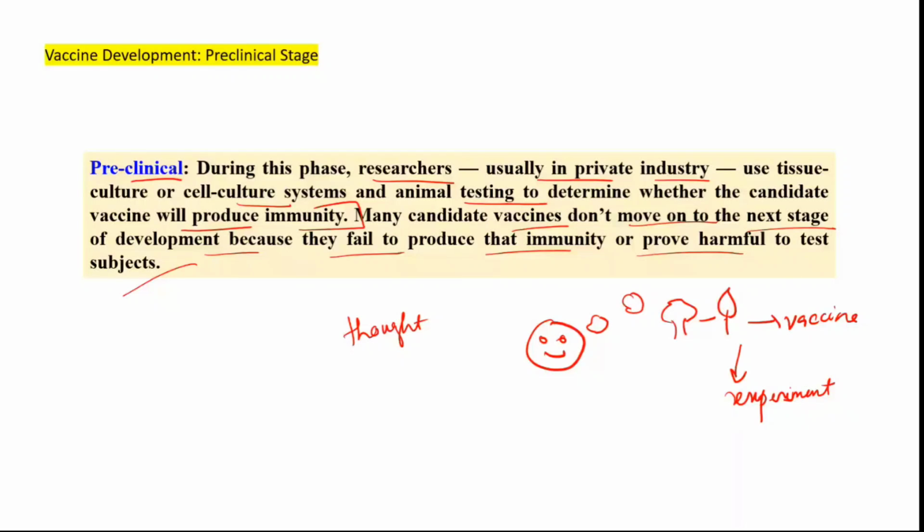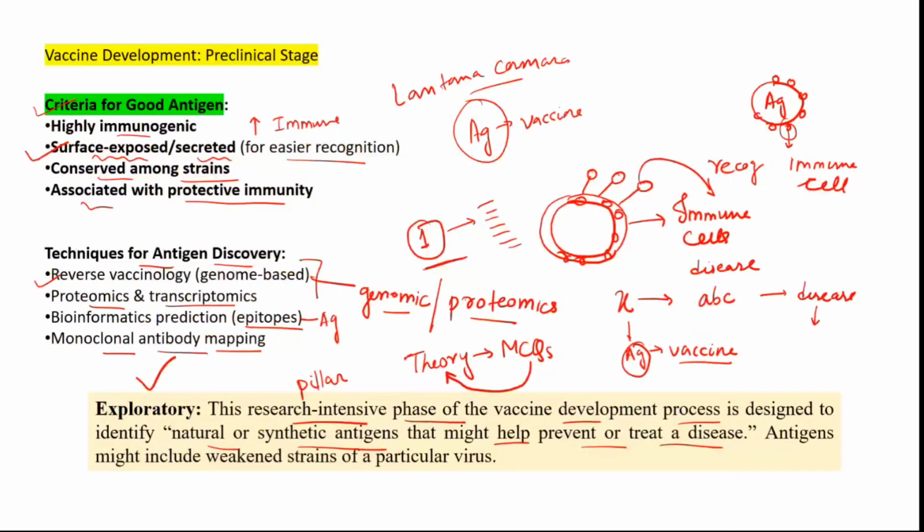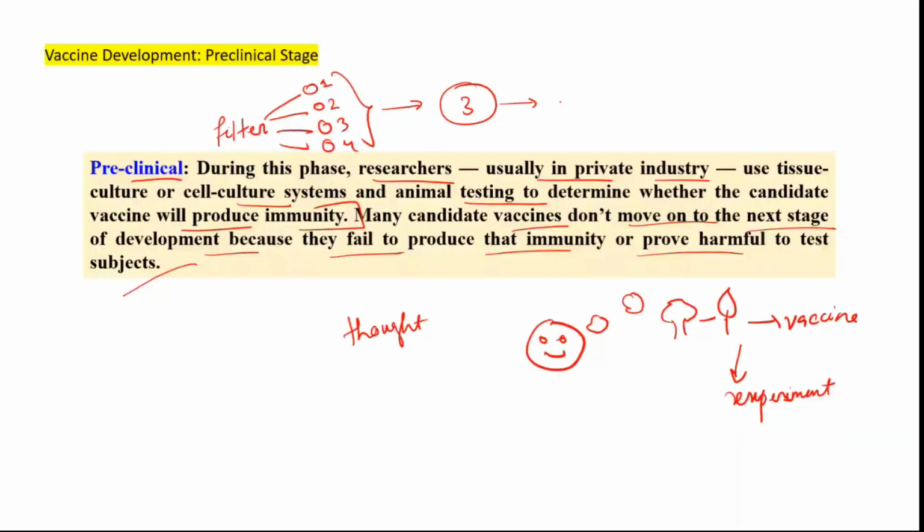So you can say this is the filter stage. Suppose you have four antigens, whether natural or synthetic, doesn't matter. Out of those four, after this preclinical trial, you are left with the result that only three are capable of generating a satisfactory immune response, and meet all the criteria of a good antigen. So you will take only those up to the clinical trial. So this is known as the filter stage.